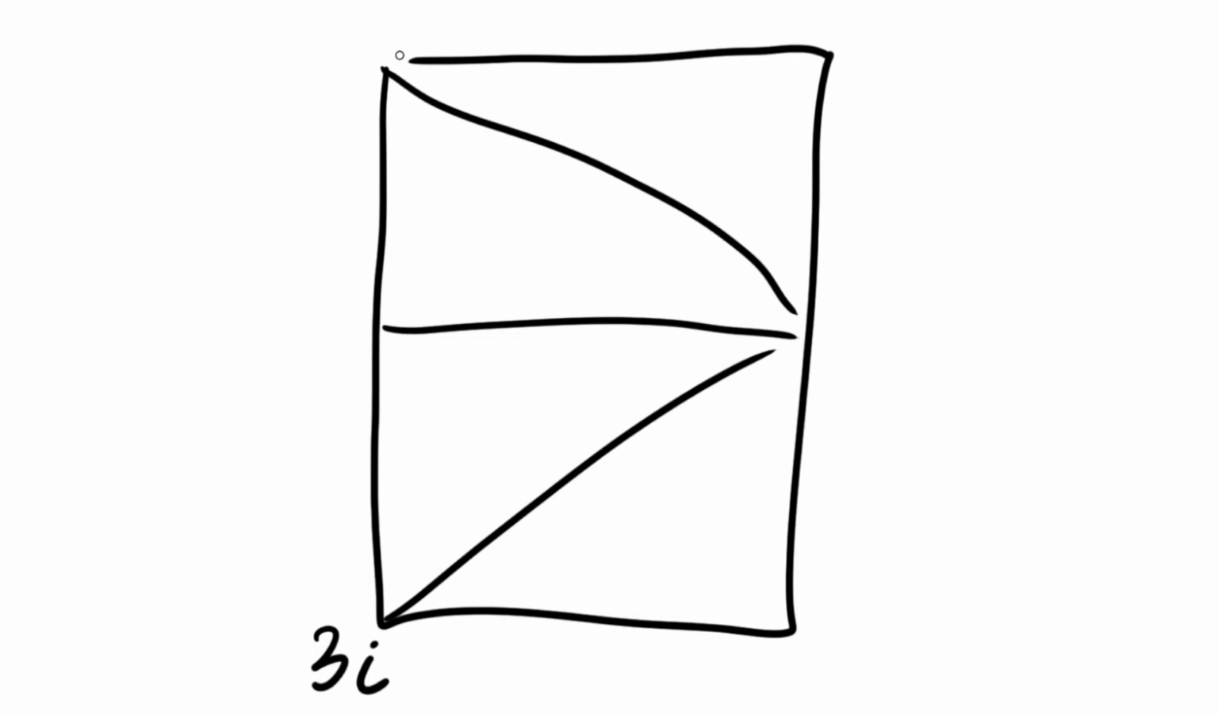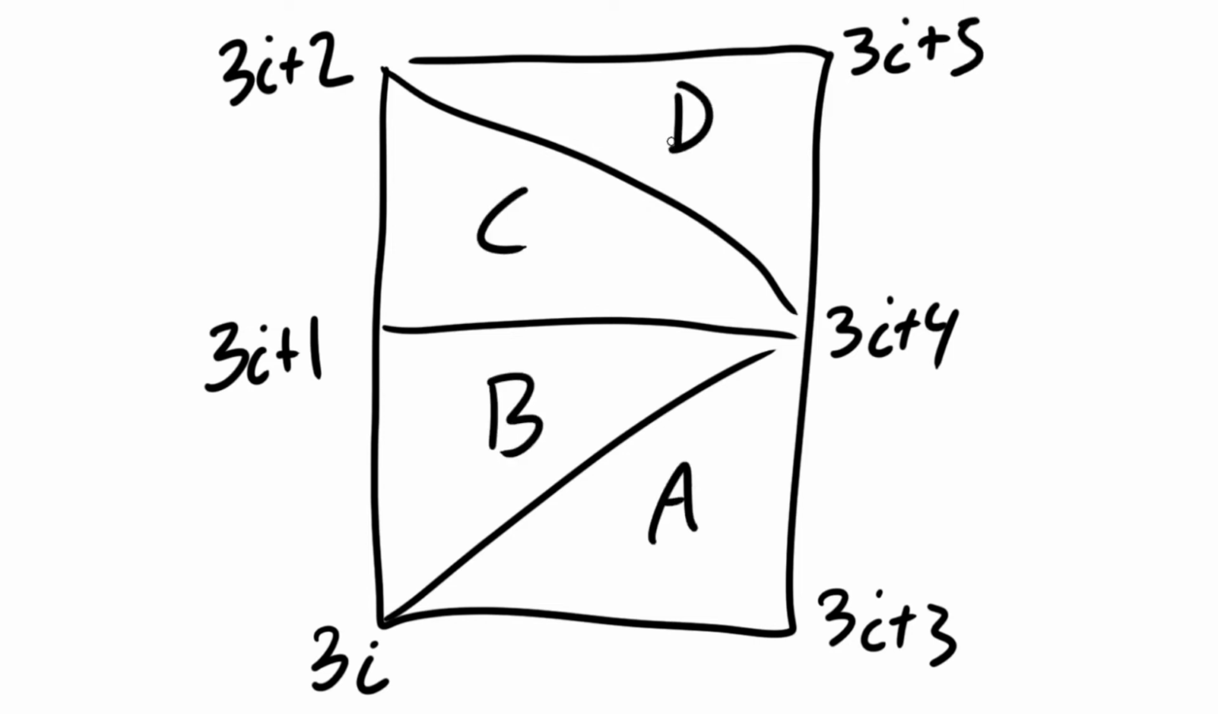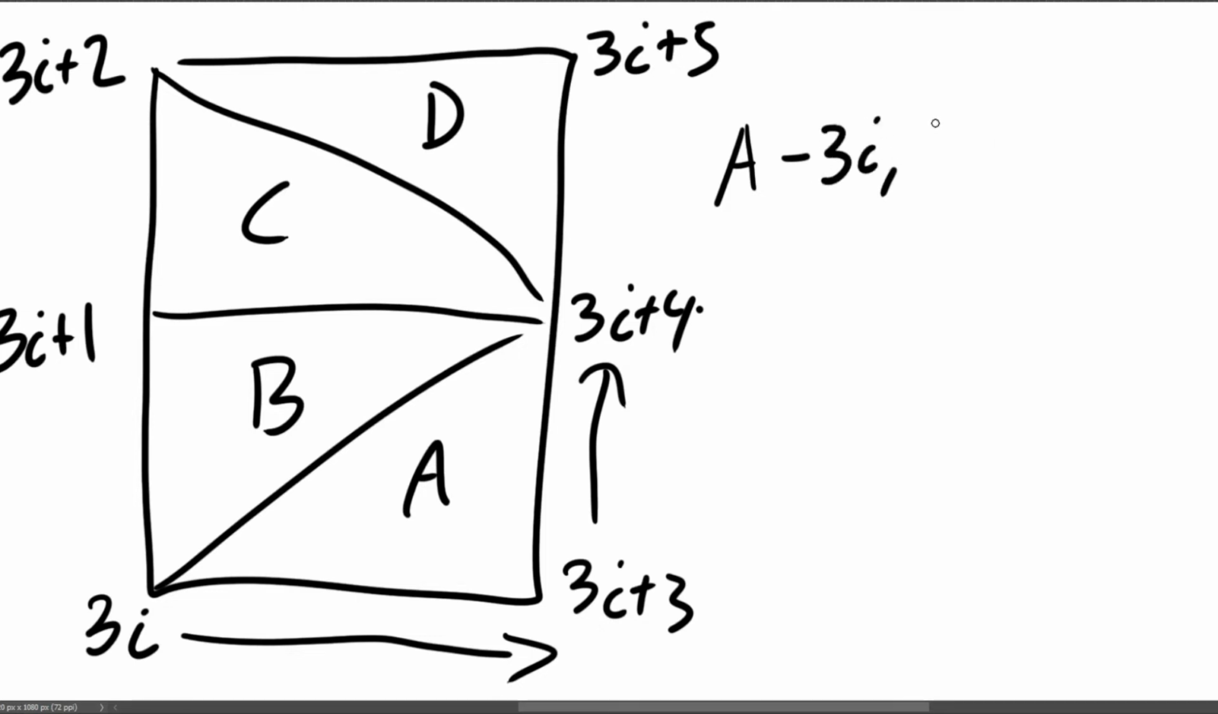The triangles. If we break the mesh down into a very simple 2D image here, we have our bottom vertex as 3i, and then if we go in the same order that we entered them into the array, 3i plus 1, 3i plus 2, 3i plus 3, we can see that we have triangles A, B, C, D. So triangle A would be starting at 3i, we go to 3i plus 3, up to 3i plus 4. So 3i, 3i plus 3, and 3i plus 4.